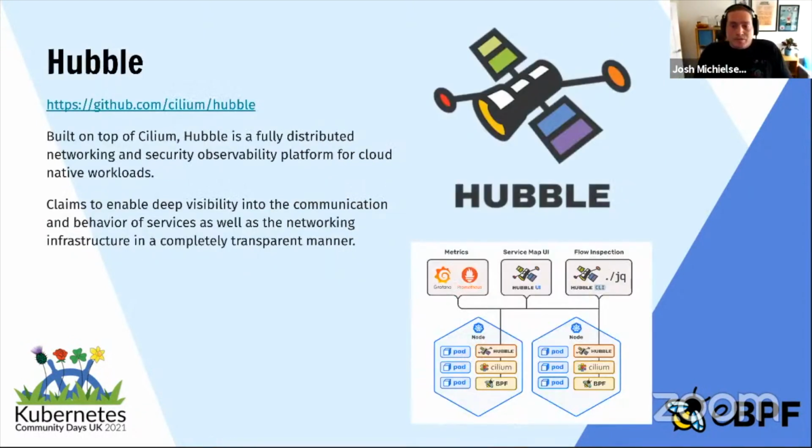The next up is Hubble, another Cilium-based project. It's built on top of Cilium and provides a platform for networking and network security using eBPF. As you can see, I have a diagram down the bottom. It provides a UI and CLI and all this sort of stuff that you can utilize to get a whole bunch of information out of your clusters in regards to the networking occurring.